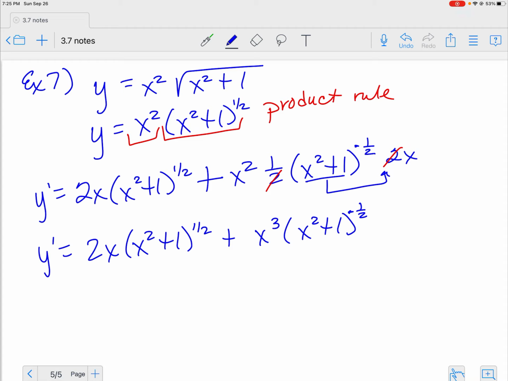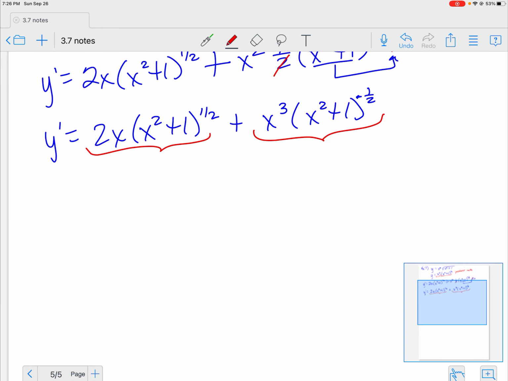Let's think. Have we seen something like this before? Maybe at the very beginning of the semester? Maybe the very first thing that we looked at? Factoring, y'all, factoring. Did you see this? I've got this term and I've got this term. Do they have anything in common? Yes, they do. We get to factor.